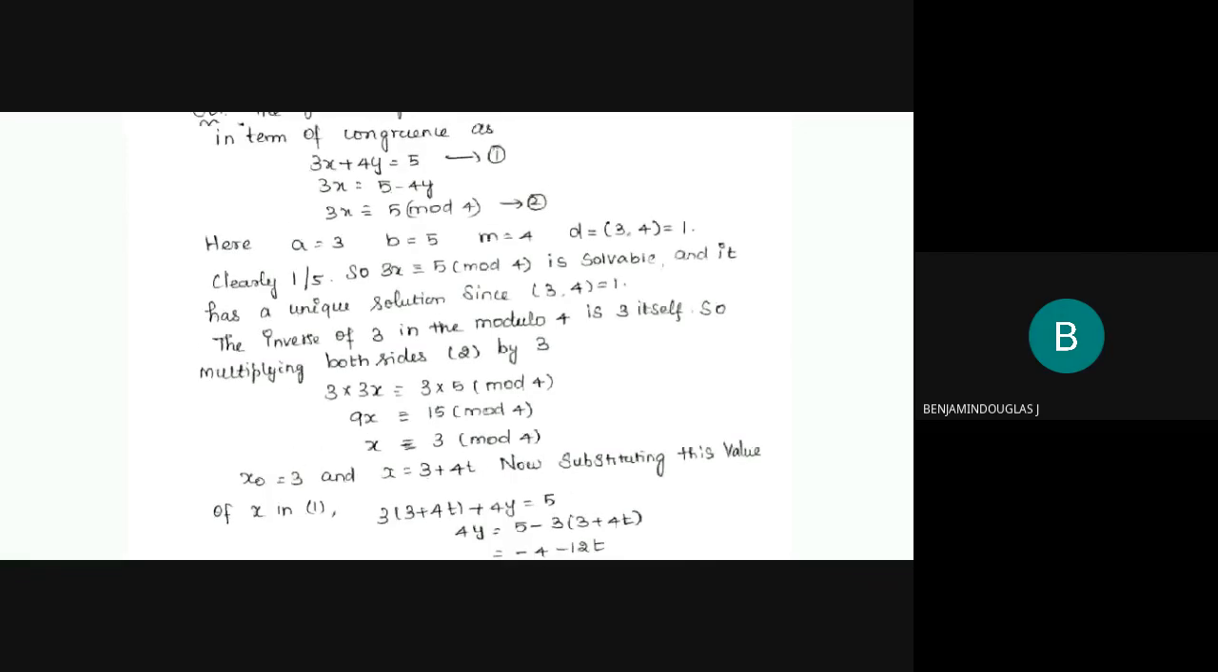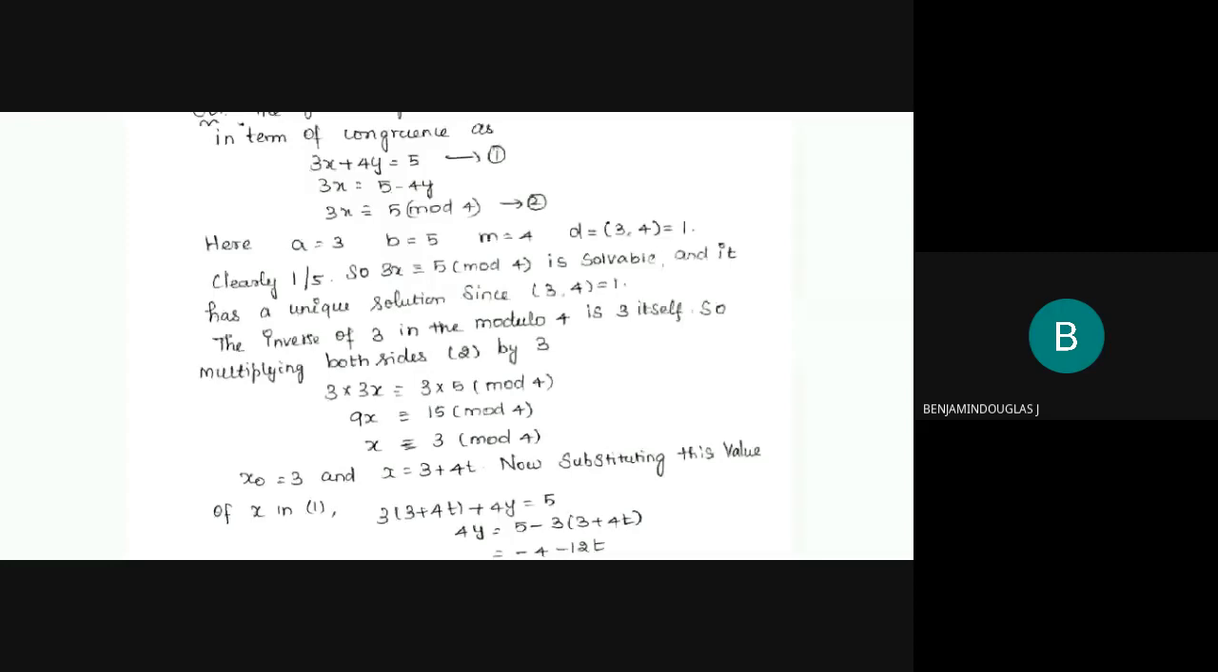Then put x equal to 3. So 3 into 3, 9. Then 9 minus 5, 4. So now the mod value 4 can be divided by 4. So therefore, the inverse of 3 in mod 4 is 3 itself.